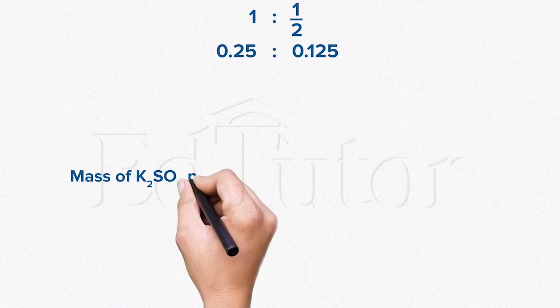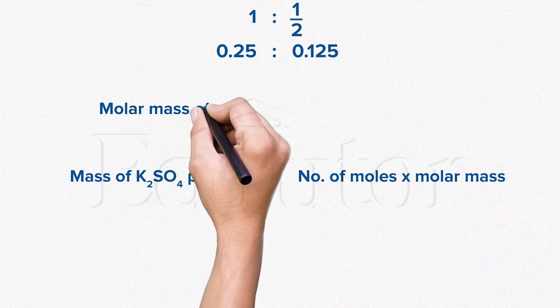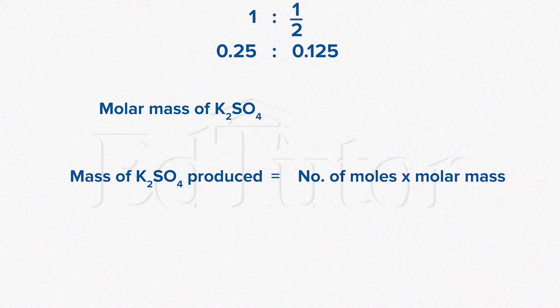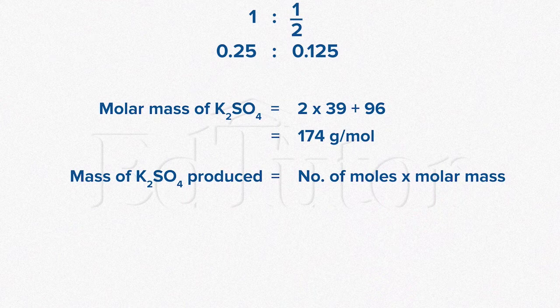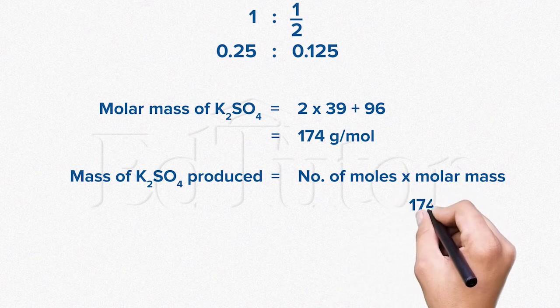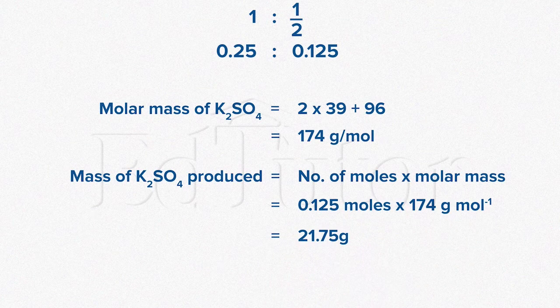Mass of potassium sulfate is equal to the number of moles multiplied by molar mass. Let me add here, we have discussed molar mass so many times that it won't be wrong to admit that we know how to calculate it fluently by now. So it is going to be 2 multiplied by 39 plus 96, which is equal to 174 grams per mole. Now multiply this 174 with 0.125 moles and we get the mass of potassium sulfate, which is 21.75 grams. This brings us to the end of the first part of our question.